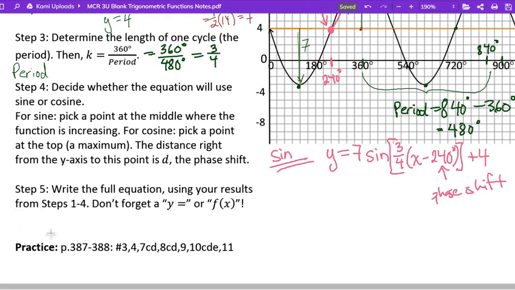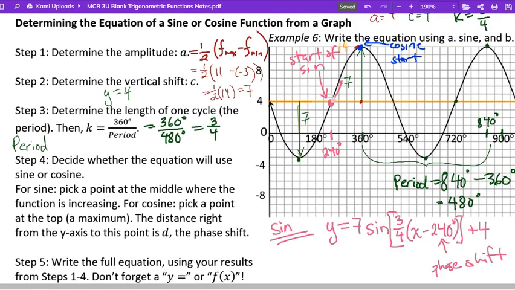Why did you choose minus 240? Because I have to find out where sine starts. Sine starts here, so it's 240 to the right. So you go minus 240. But why does it start there? Sine starts at the central axis when it's increasing.